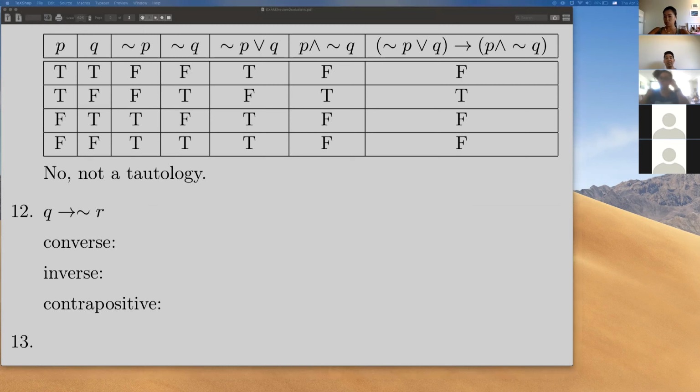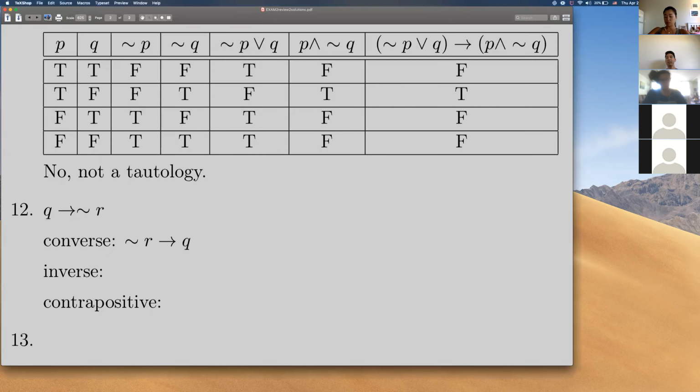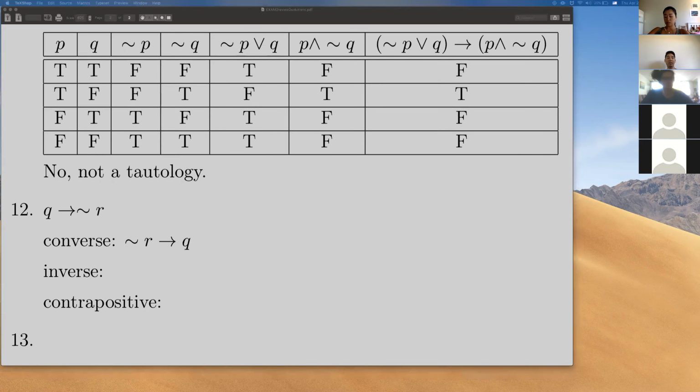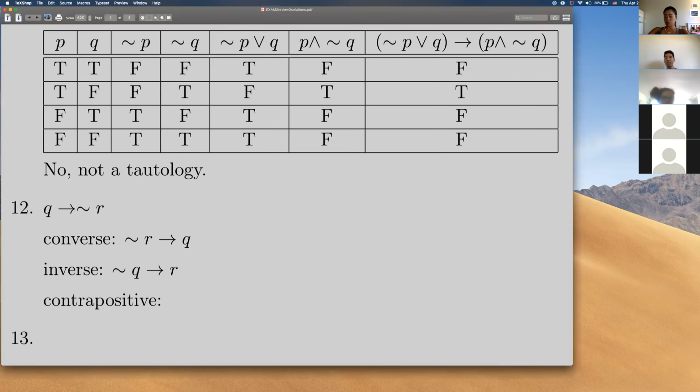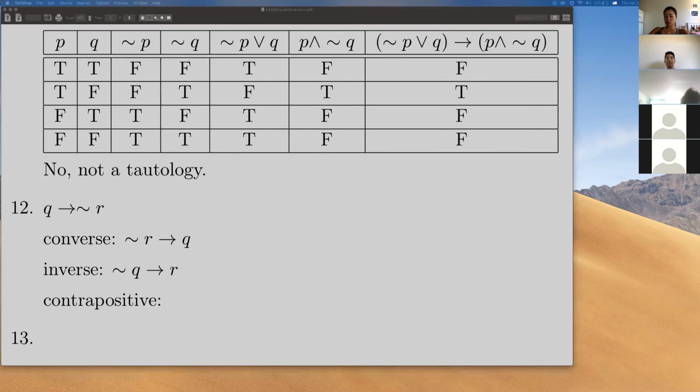Okay, guys, here we go. Converse is just reverse the order. Converse is not R to Q. Right, we just switch it around. Inverse, we keep the order the same and negate, so it should be not P to not Q. And then contrapositive, you can just reverse the inverse: not Q to not P. Take the converse of the inverse.